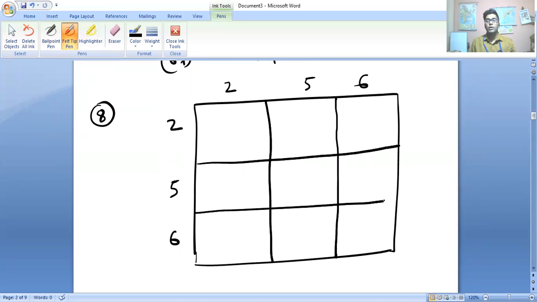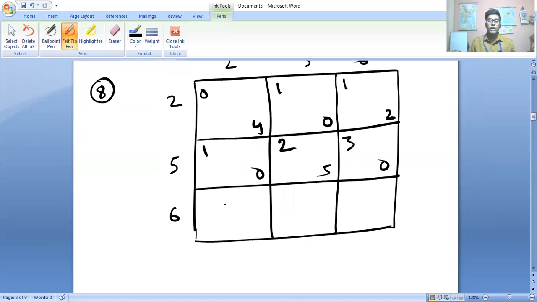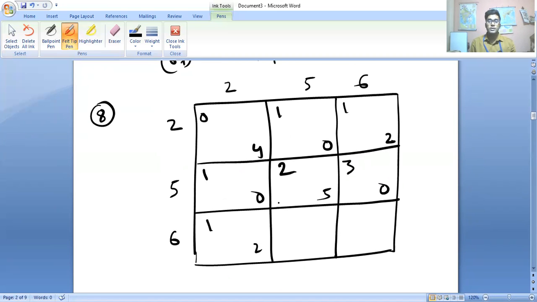Now we multiply each of them. 2 2s are 4, so write 0, 4. 2 5s are 10. 2 6s are 12. 5 2s are 10. 5 5s are 25. 5 6s are 30. And 6 2s are 12. 6 5s are 30. And 6 6s are 36. Again, same thing: divide each box diagonally.